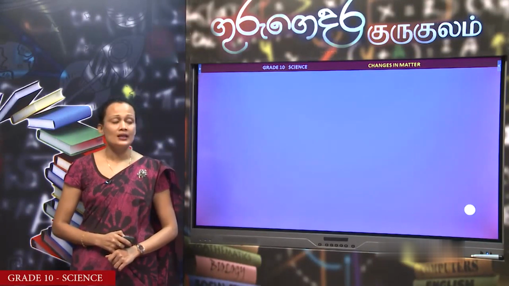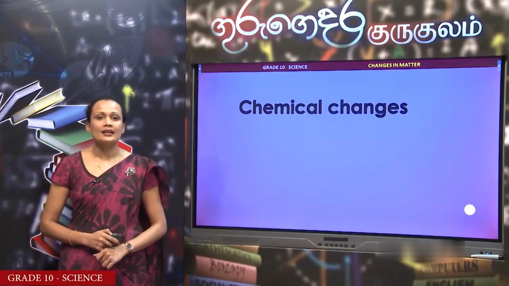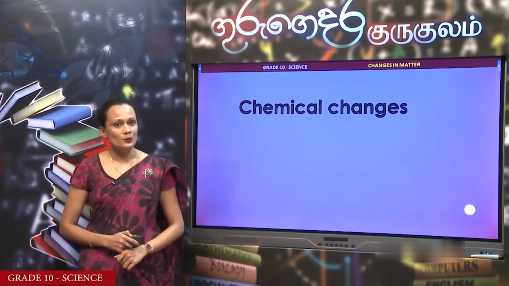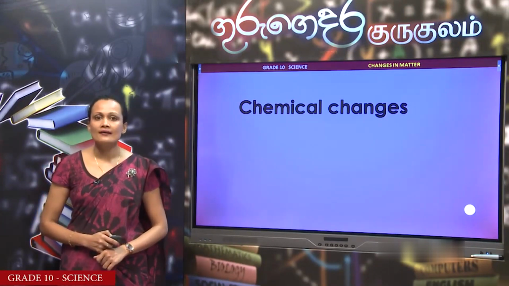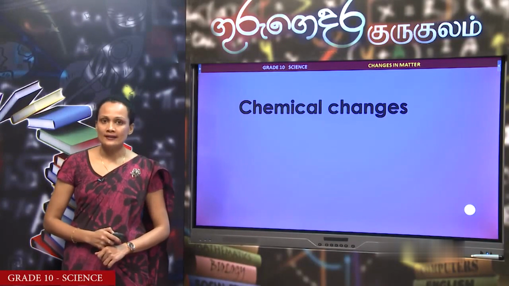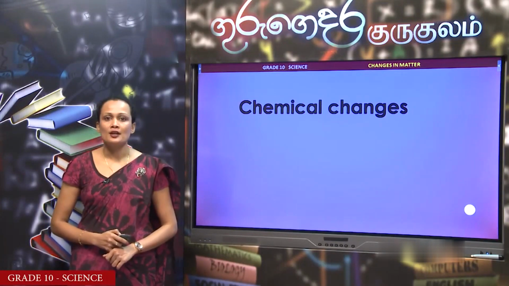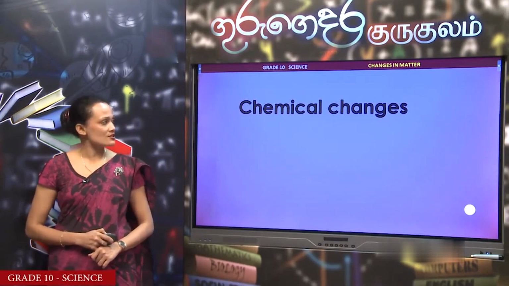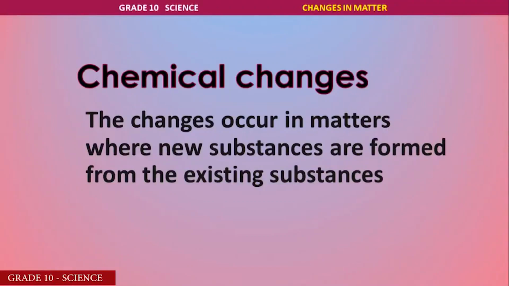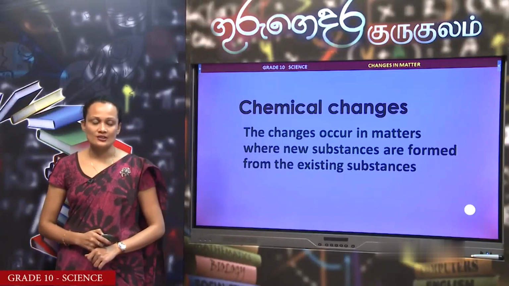Now I am moving to the next type of change, that is chemical changes. We know matter can undergo changes by making new substances. That type of change we consider as chemical changes. So let's see the definition of chemical changes: the changes that occur in matter where new substances are formed from the existing substances. Now you know what chemical changes mean. Now I am going to show you some chemical changes.